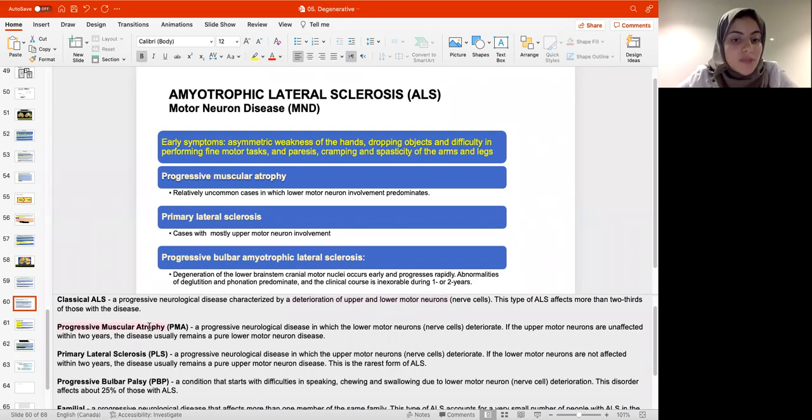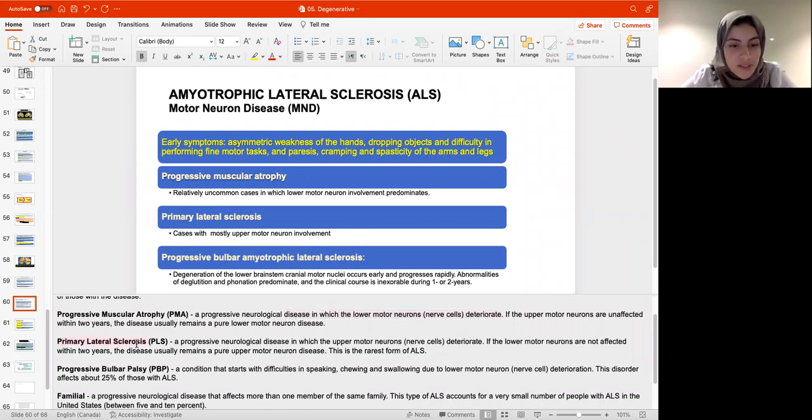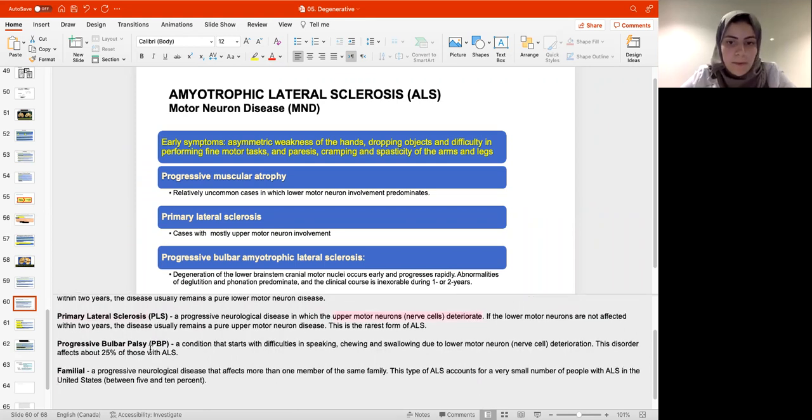You can have progressive muscular atrophy, where the lower motor neurons are affected more than the upper. So they usually present with what? Muscle weakness and paralysis. They don't have spasticity and rigidity. In primary lateral sclerosis, it's the opposite. The upper motor neurons deteriorate and the lower motor neurons are not affected within 2 years. This is the rarest form.